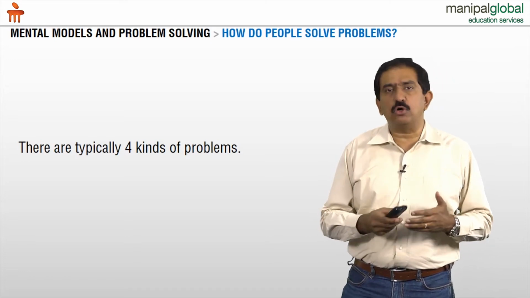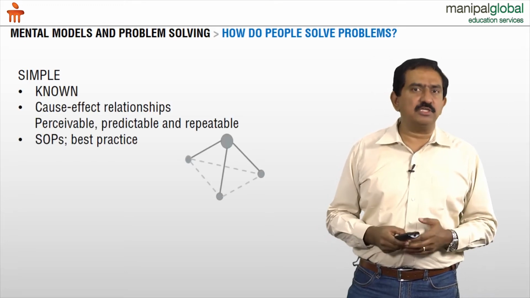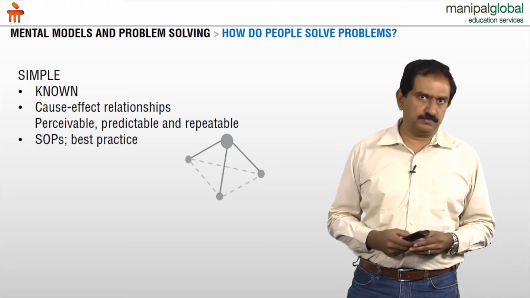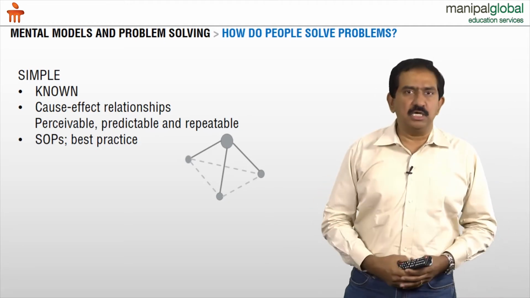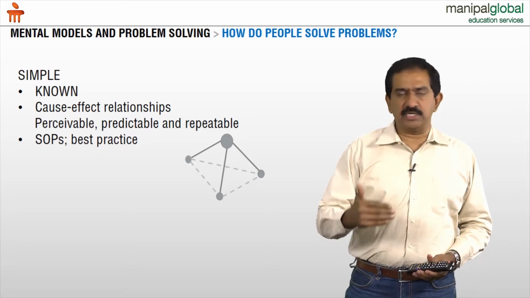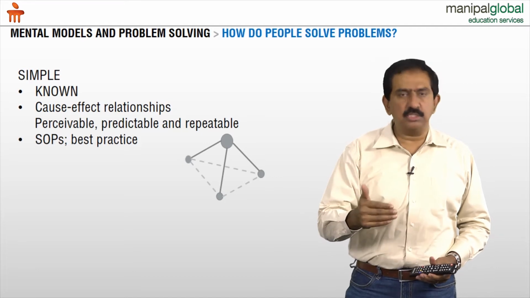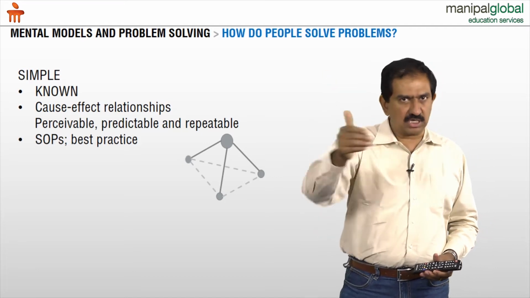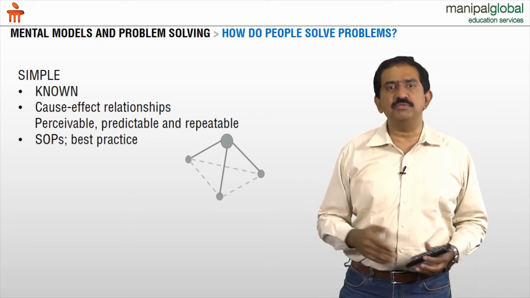The easiest is called the simple problem. In a simple problem, the cause-effect relationship is understood. So for example, if I am driving, I see a target in front of me, I apply the brakes. So I see another car in front of me, I apply the brakes. The cause is the fact that there was a car in front of me, the effect is that I apply the brakes. This is a simple situation.